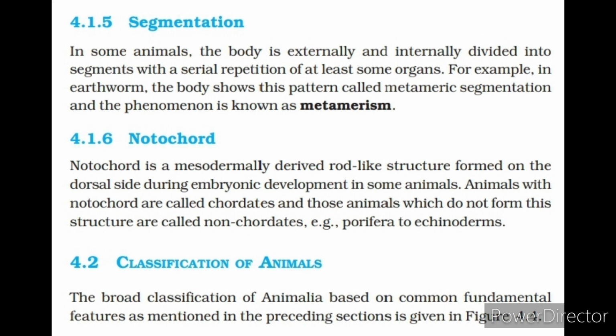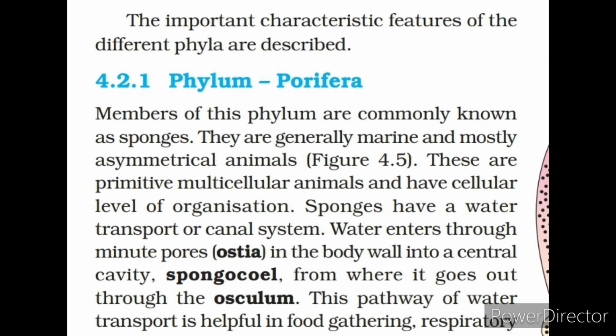The broad classification of Animalia based on common fundamental features as mentioned in the preceding sections is given in Figure 4.4. The important characteristic features of the different phyla are described. Phylum Porifera. Members of this phylum are commonly known as sponges. They are generally marine and mostly asymmetrical animals.